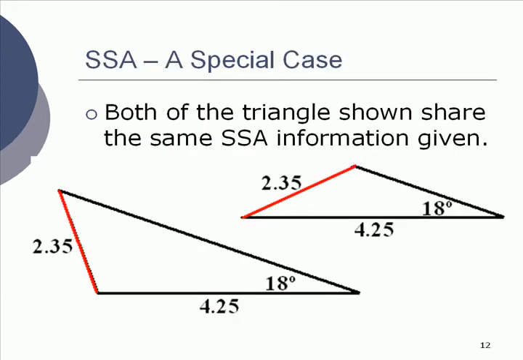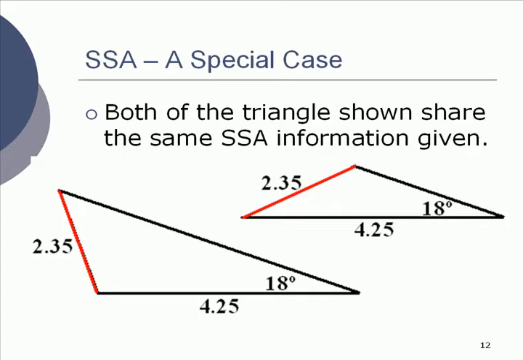Make a note of this. This is described in your book. Don't try and make sense of this. I just want you to make an observation. Those two triangles both have the same side-side-angle information given. If I tell you that I wanted you to draw a triangle with side lengths of 2.35, 4.25, and an 18-degree angle not in between, those are the two things that you could come up with, and they would both be correct.